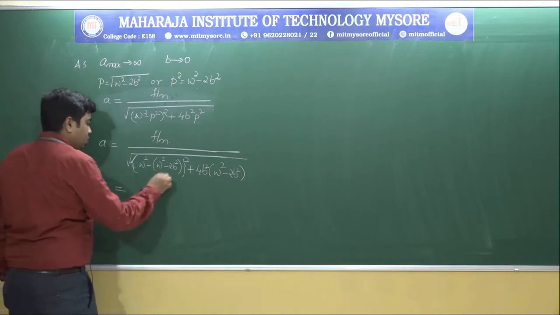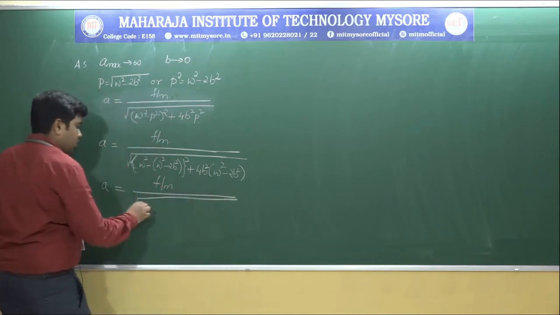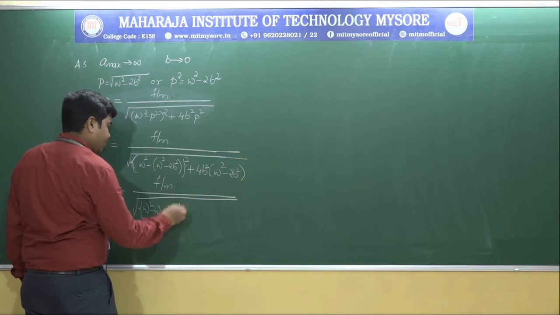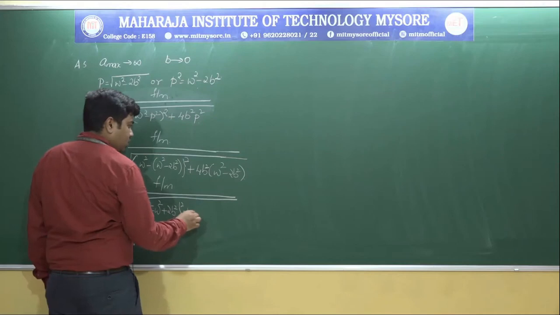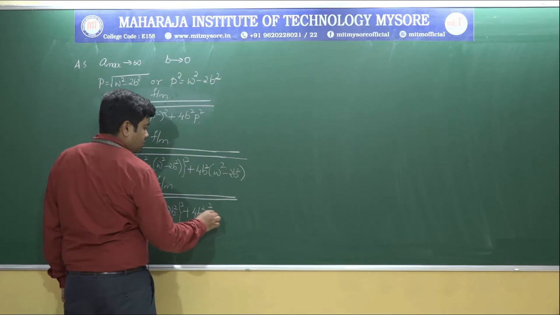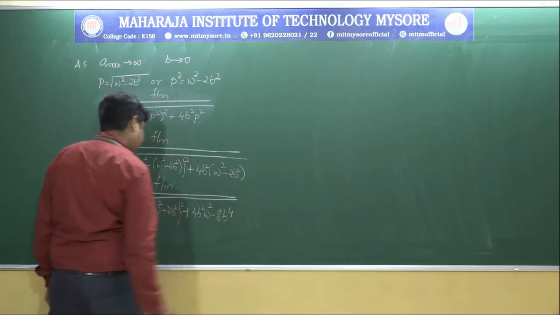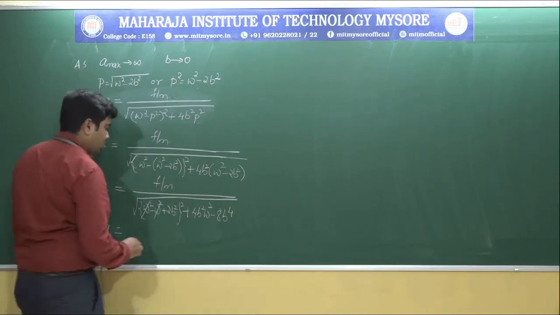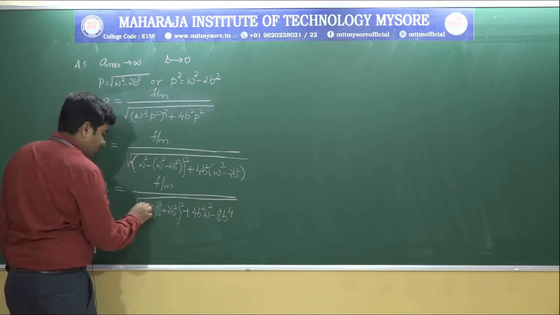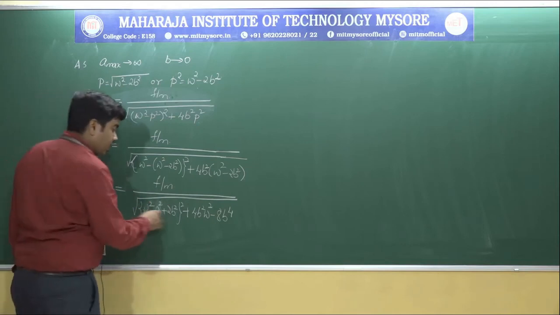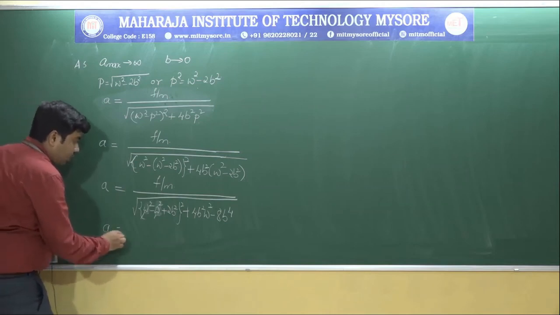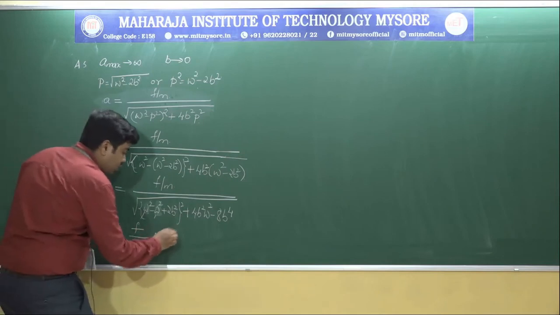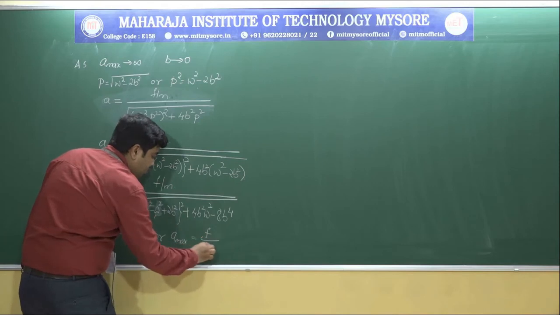Now, we will simplify this. A is equal to F by m whole divided by square root of (omega square minus omega square plus 2b square) whole square plus 4b square omega square minus 8b to the power of 4. So, this omega square gets cancelled, and finally simplifying this equation, we will get the maximum amplitude, A max is equal to F by 2b omega.